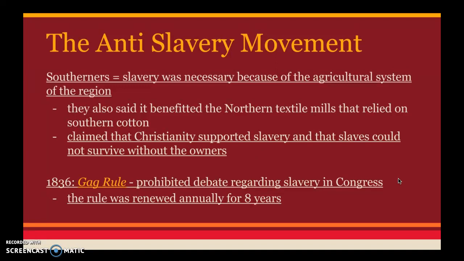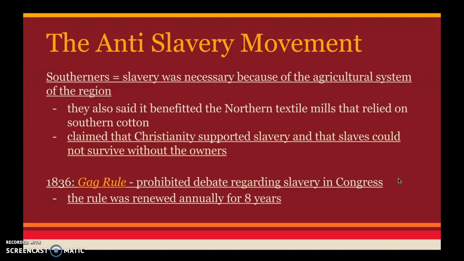But they also argued that it benefited the North as well, which it did. The textile mills that relied on Southern cotton also benefited from the free labor. So basically, the entire economic system of the United States revolved around, was based on slavery. And we know, because it's the same in today's society, that money rules everything.